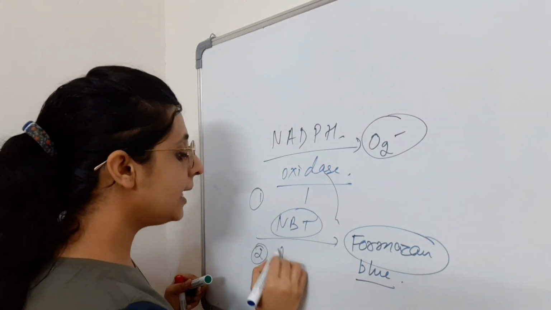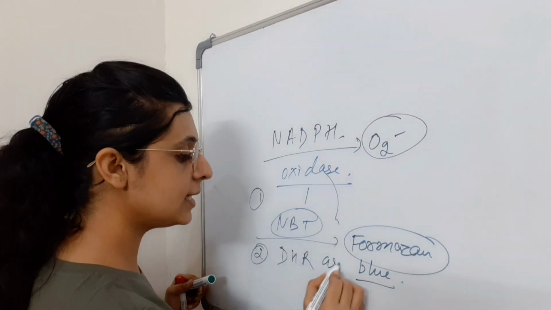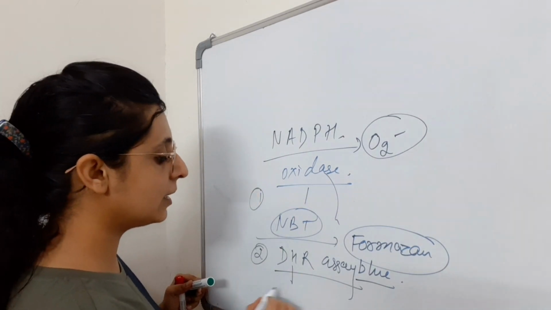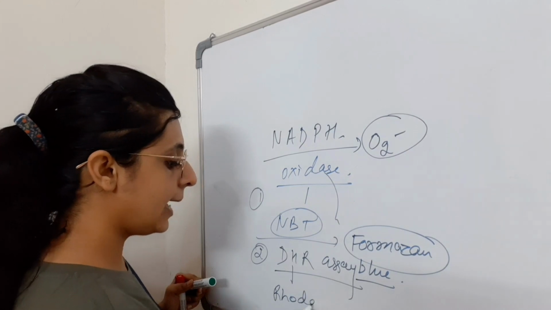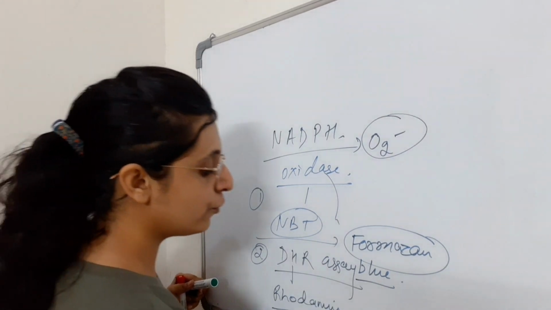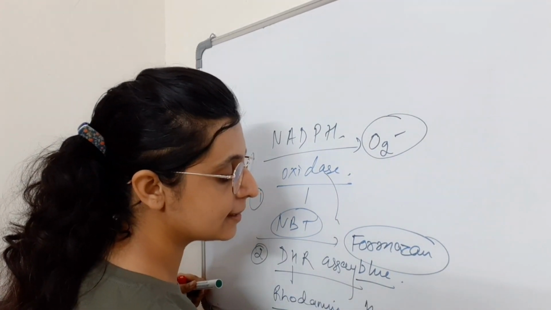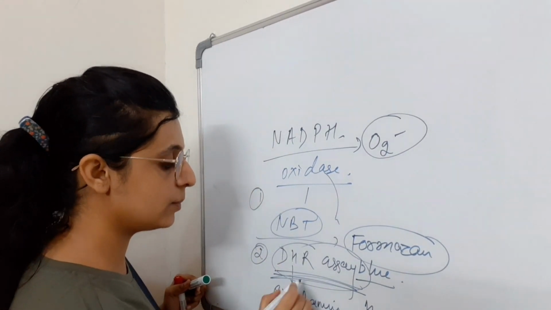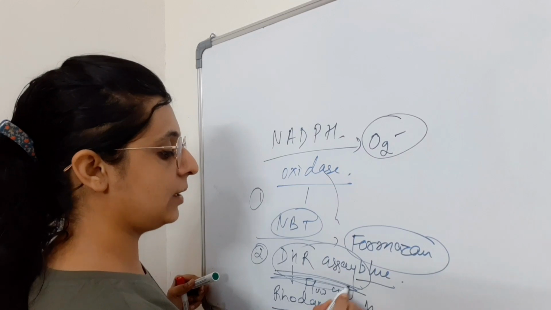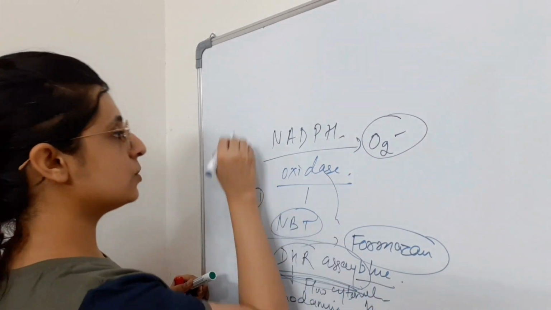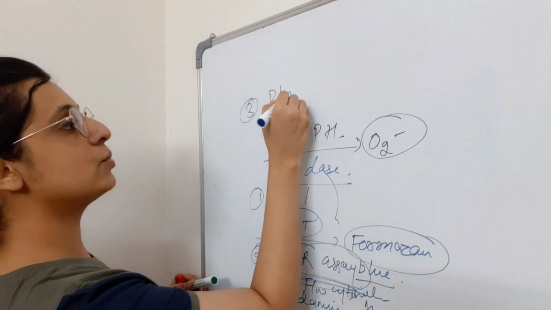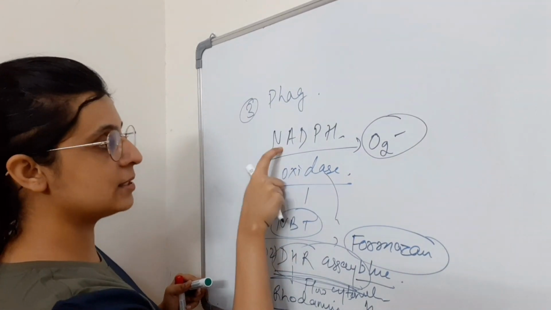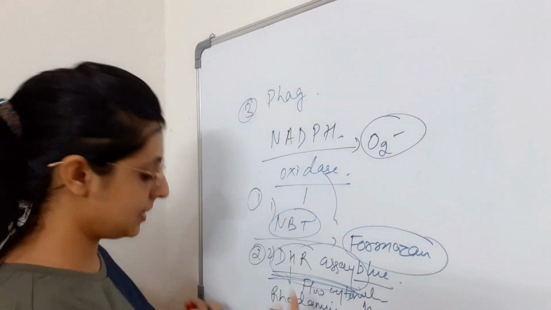Next, DHR assay. What is it? If this NADPH oxidase enzyme is present, that will be converted into rhodamine, and that can be detected with the help of fluorescent signal intensity. It is a more sensitive assay because it is based on the principle of flow cytometry. Right? So this was the third most common defect, phagocytic defect. NBT test and DHR assay based on the presence of NADPH oxidase.